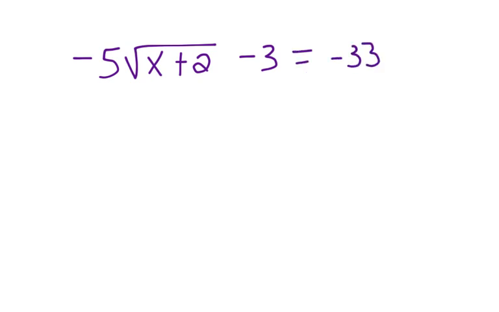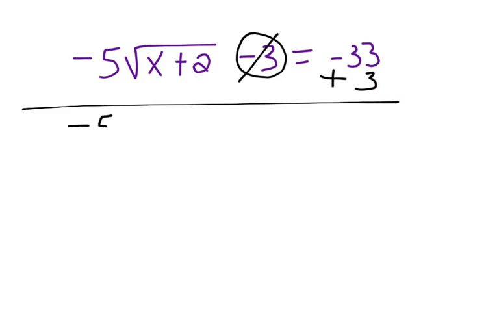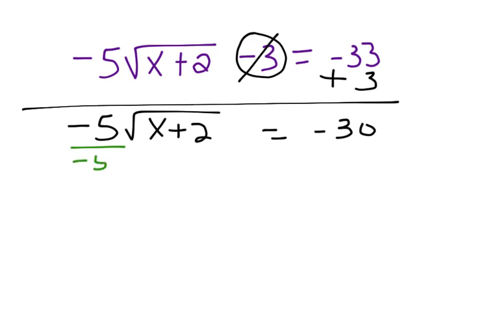Let's go negative 5 square root of x plus 2, minus 3 equals negative 33. I think this is going to be okay. If I add the 3 across, I'm isolating the radical. So now I have equal to negative 30. And then still isolating the radical, divide by the negative 5.